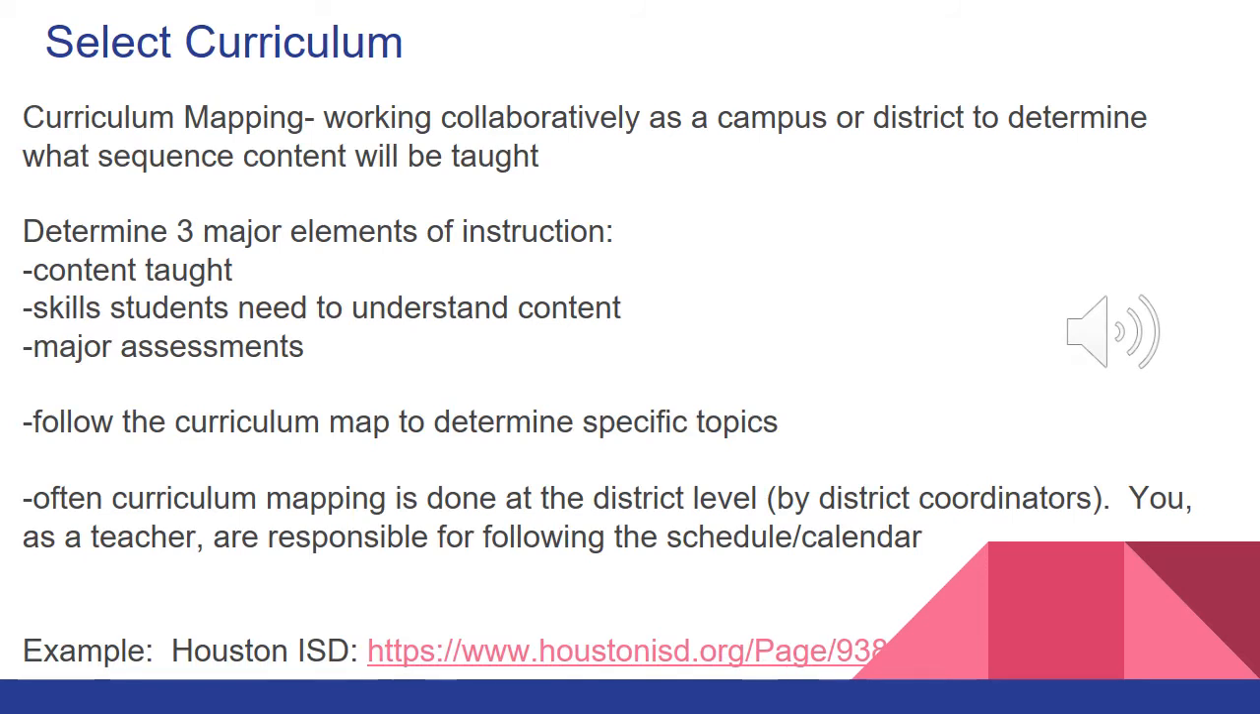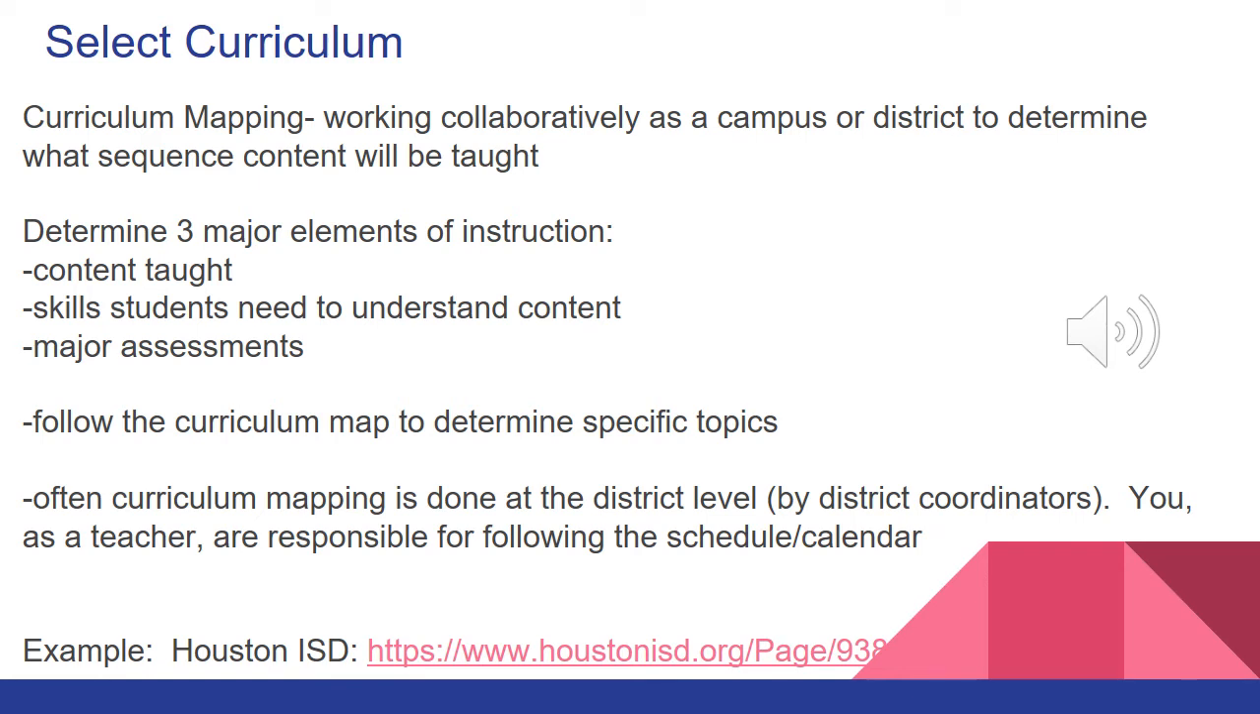Let's begin our discussion of Moore's model of teaching. First, we're going to discuss Part 1, how to select curriculum. When teachers select curriculum, they go through the process of curriculum mapping. Curriculum mapping is when teachers and educators work collaboratively with campus, district, or even state officials to help decide how to organize the sequence in which grade level content is taught.